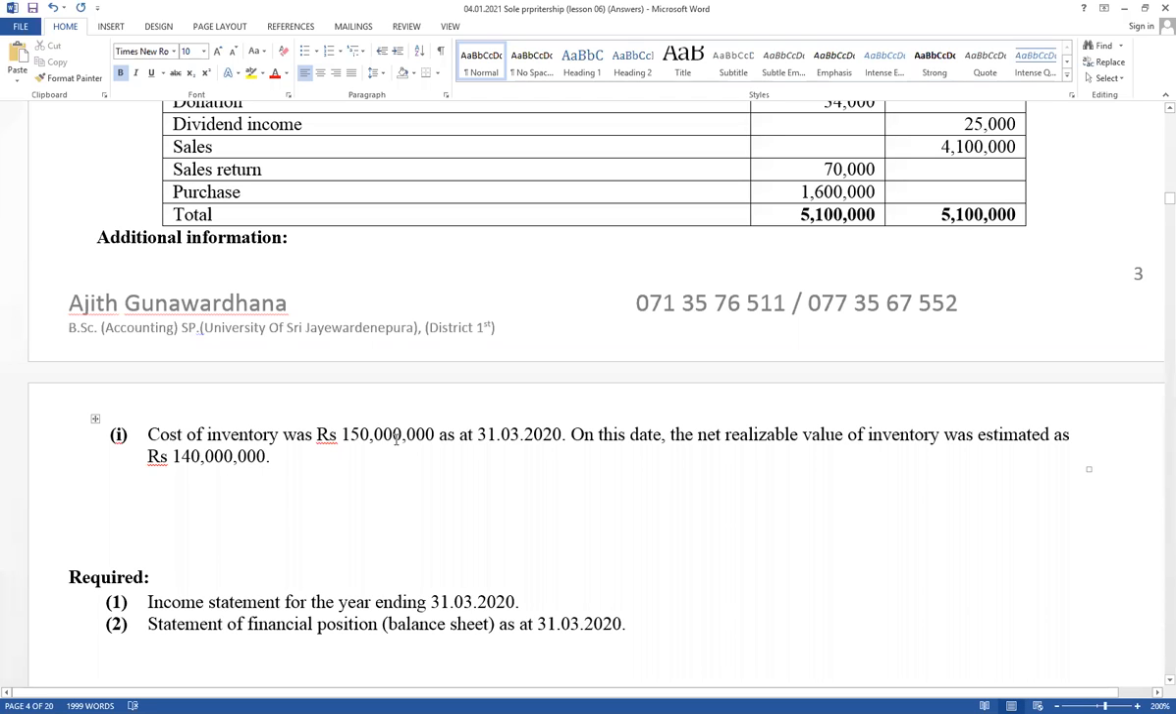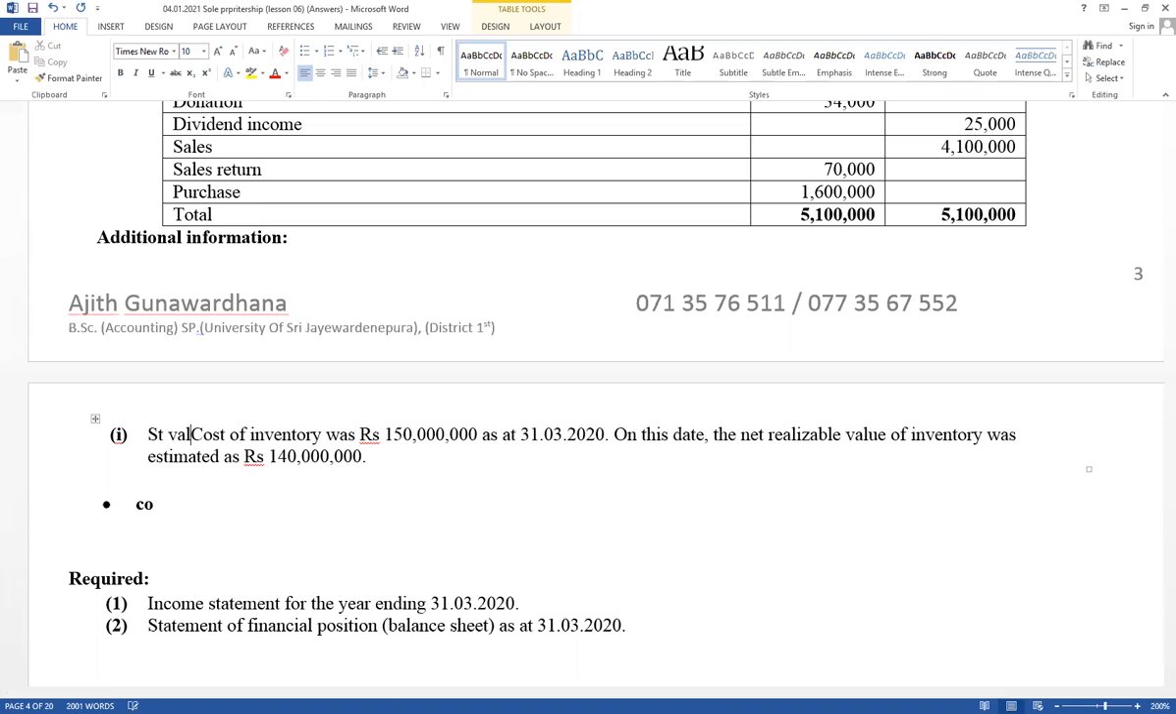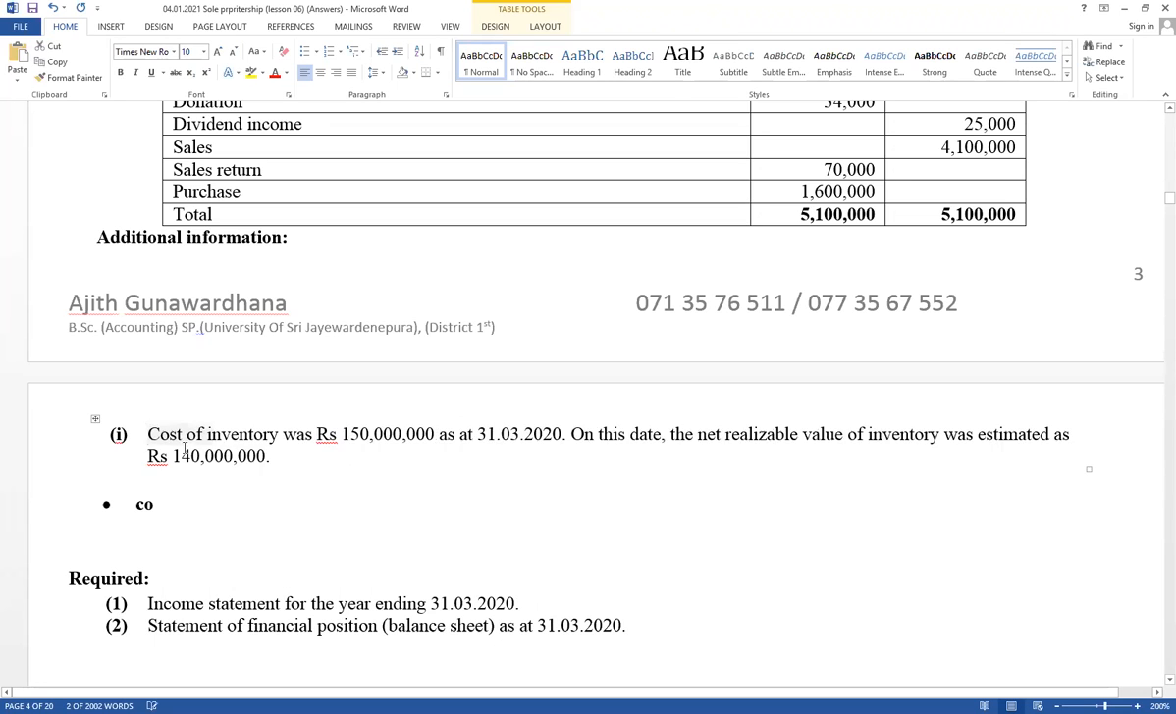Therefore, cost value equal 150,000. Net realizable value equal 140,000. There are 3 marks available here. This is a theory. First one, cost value of inventory. Think about cost of inventory. Cost value of inventory should be included under cost of sales calculation. That is a theory. Cost value of inventory.